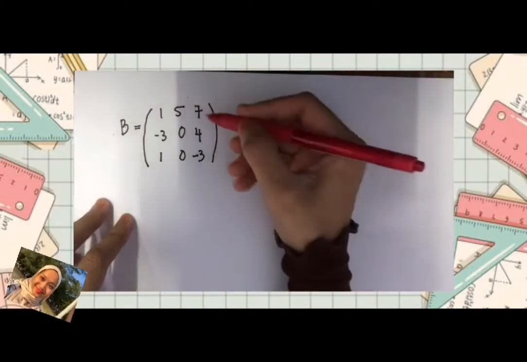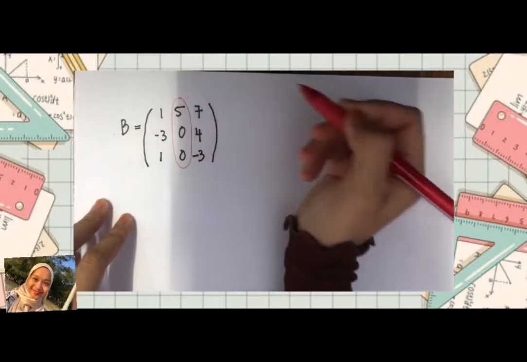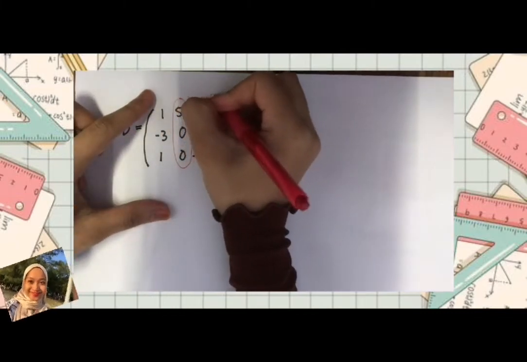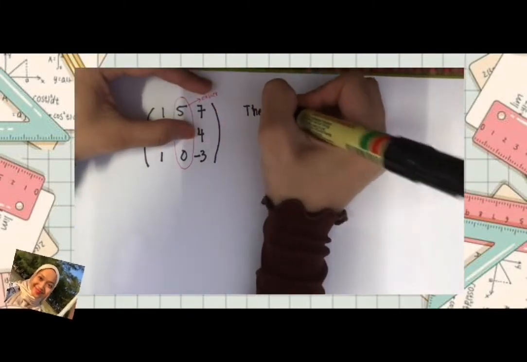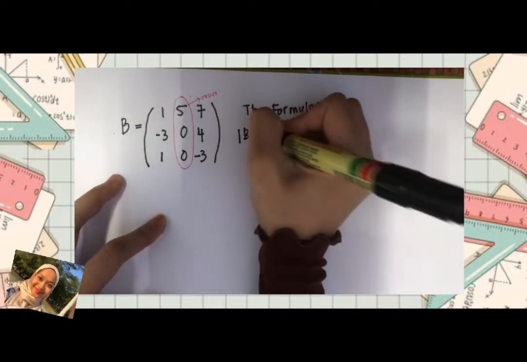This is the matrix of B. We decide to choose the second column since the second column has two zero elements and is easier to calculate. Since we choose the second column to calculate the determinant of B, the formula will be defined like this.